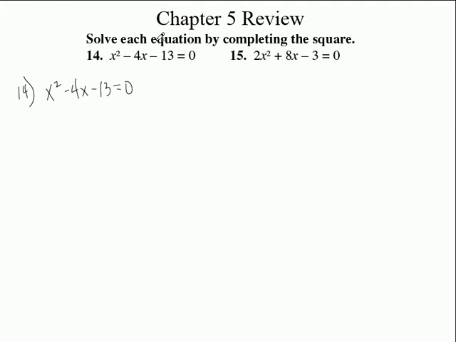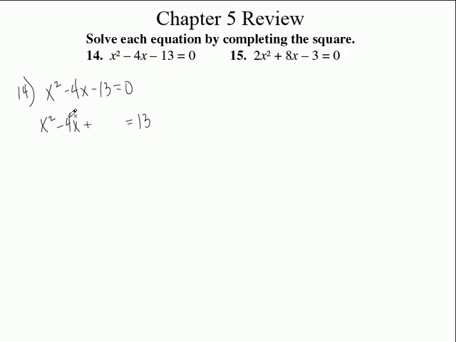Okay, number 14 says solve by completing the square. So they tell you how to solve it by completing the square. This is not a perfect square, so we need to move the minus 13 over to the other side first of all. Leave a little blank right there, and equals 13. Now you know what sign to put here, because remember how we find this. We take half of this and square it. When you square something, you always get positive.